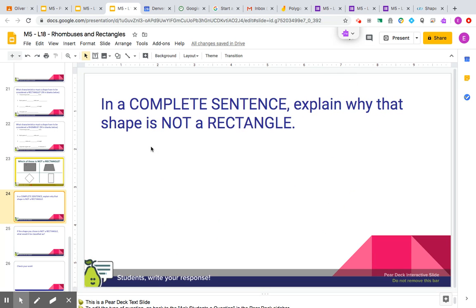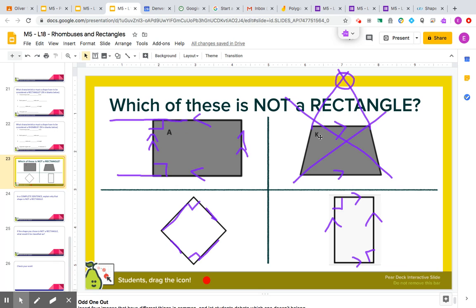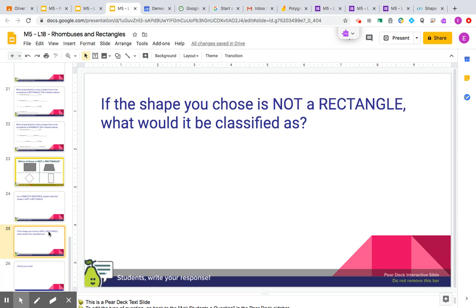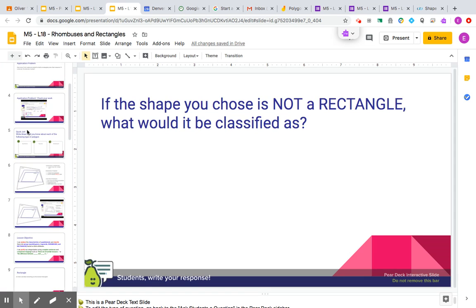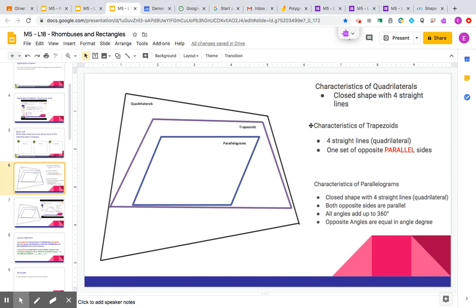However, you guys were then asked, why isn't it a rectangle? It's not a rectangle because it has only one pair of parallel sides. It doesn't have both pairs. So, what could that shape be? Let's go back to our original slide where we looked at all the qualifications. It's a quadrilateral, had 4 straight lines.